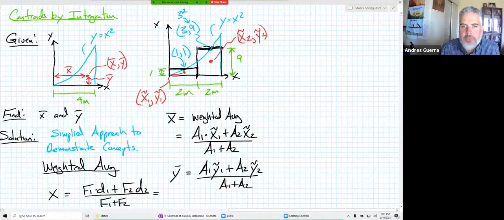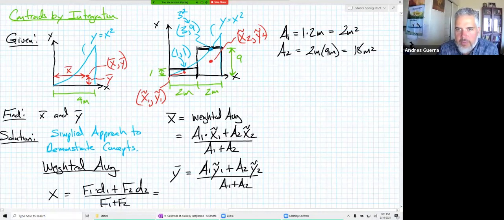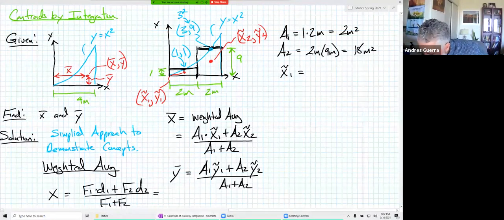Okay, so let's plug in our values here. A1 would just be equal to 1 times the 2 meters, right? Which would be 2 square meters. We know that A2 would be equal to 2 meters times 9 meters, which would be 18 square meters. We can find x tilde 1.